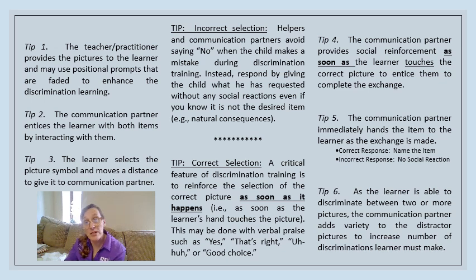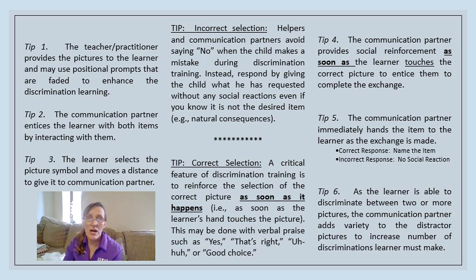Okay, over on the other side of the screen, tip number 4, the communication partner provides a social reinforcement as soon as the learner touches the correct picture to entice them to complete the exchange. So think about that. If you see them touching the right picture, or you know they're going for the right picture, they haven't done the exchange, they haven't picked it up and handed it to you yet. But if you start saying stuff like, yep, right, that's going to entice them to want to complete the exchange with you.